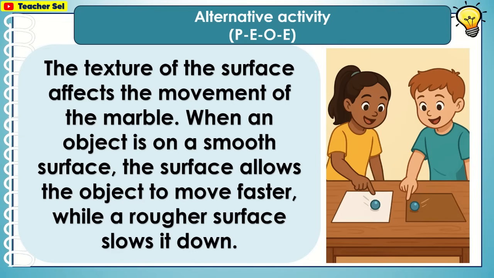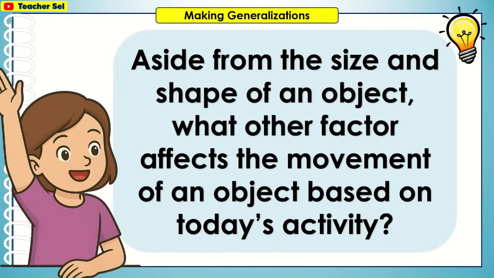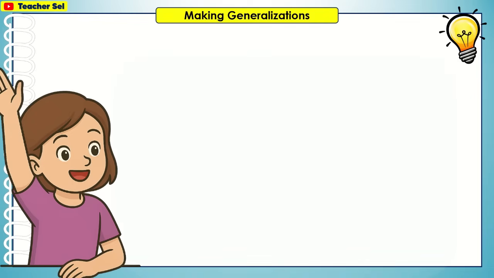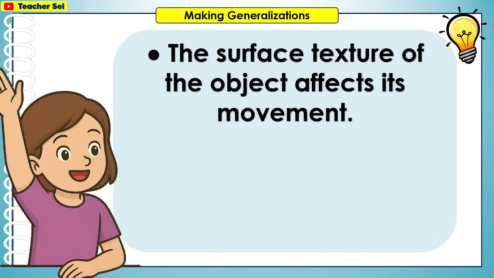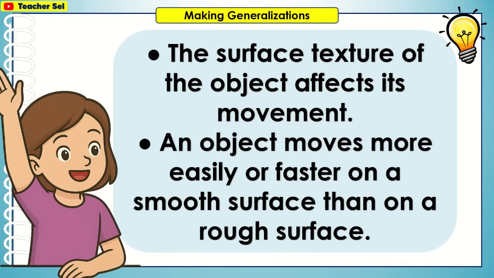When an object is on a smooth surface, the surface allows the object to move faster, while a rougher surface slows it down. Aside from the size and shape of an object, what other factor affects the movement of an object based on today's activity? The surface texture of the object affects its movement. An object moves more easily or faster on a smooth surface than on a rough surface.